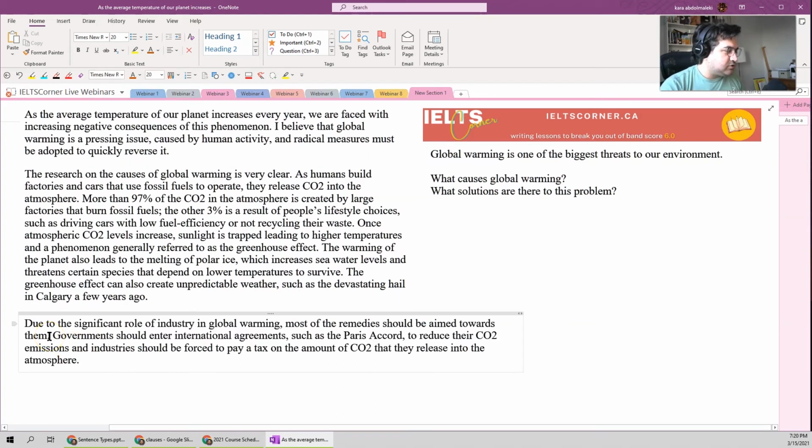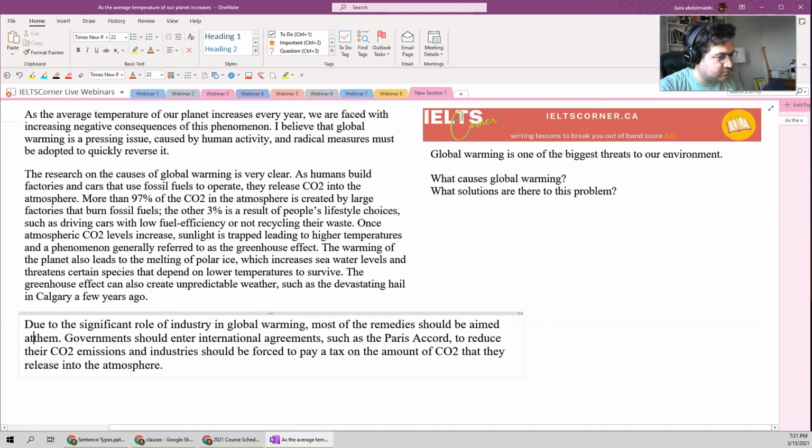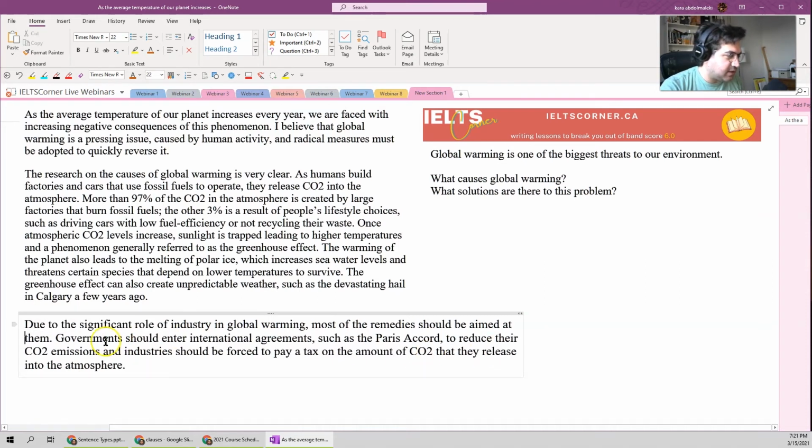Okay, now this one is about solutions, right? So, "due to the significant role of industry in global warming, most of the remedies here..." Basically, instead of "solution," I said "remedy," okay? And then for "towards," you can also say "at." I would say "at" is better, "aimed at them."